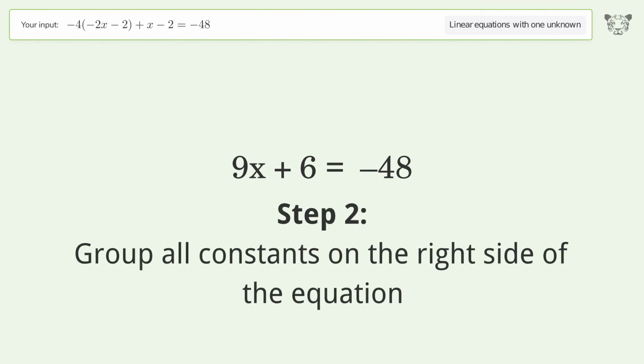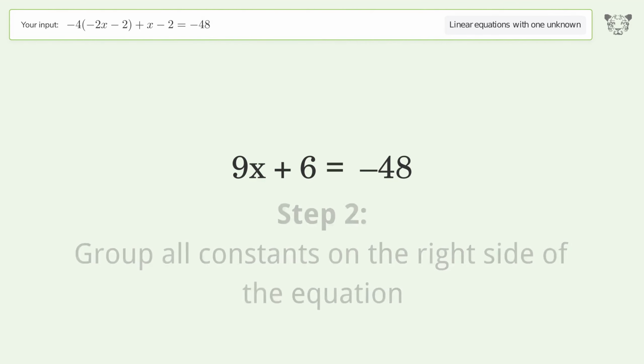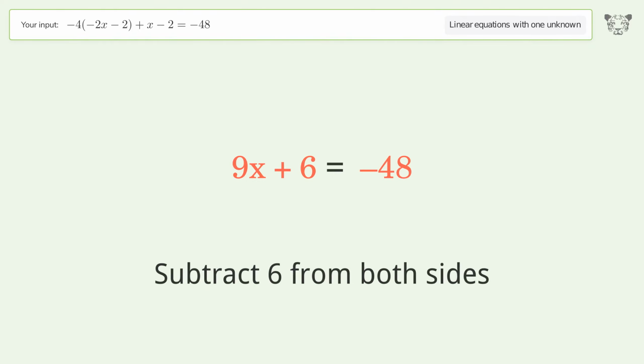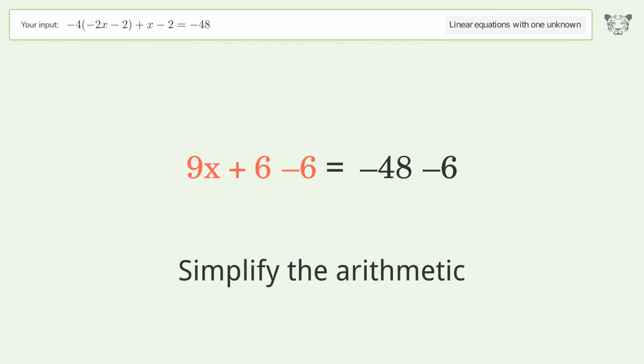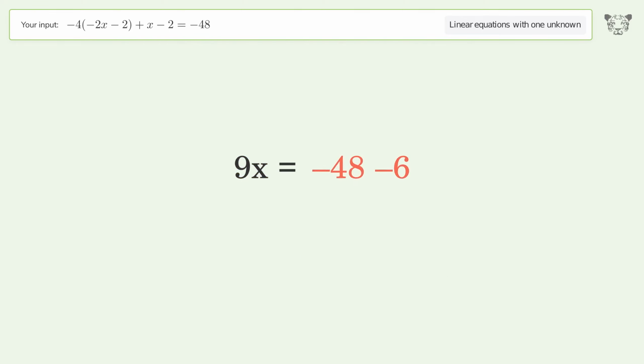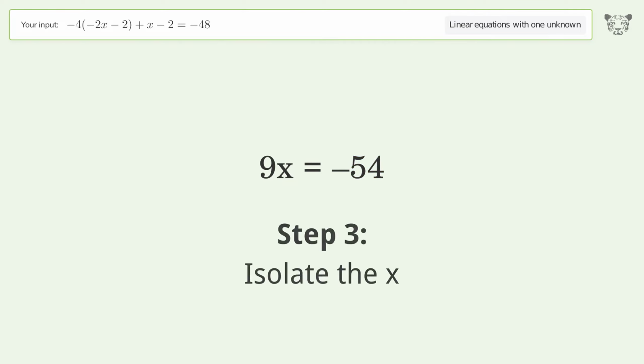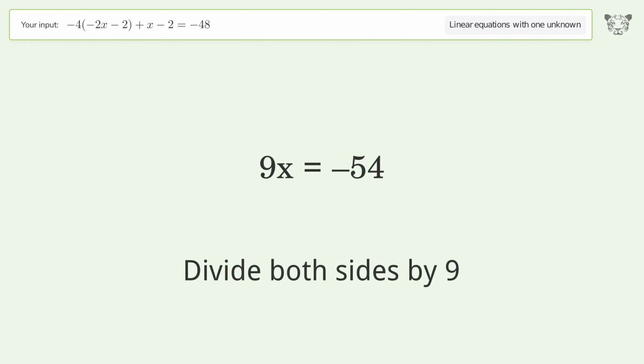Group all constants on the right side of the equation. Subtract 6 from both sides. Simplify the arithmetic. Isolate the x. Divide both sides by 9.